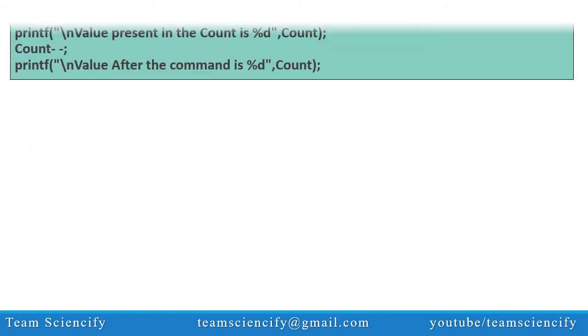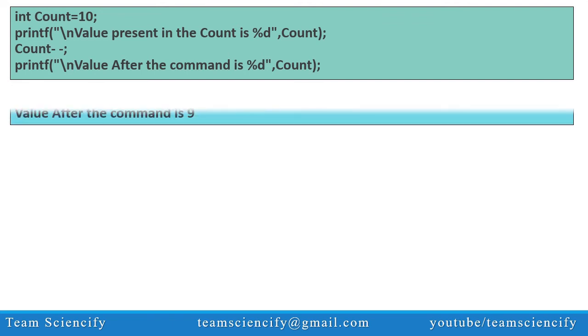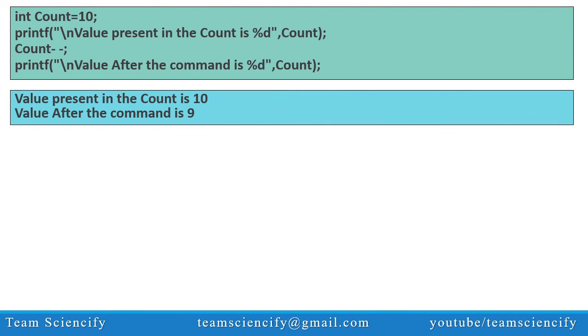Here, let's see some more examples of unary operators. In the first example, we have initialized an integer type location with the name count. In this program, we have specified the data type of the used memory location along with the assigned value to it, that is count is equal to 10. We have used the printf command to print the value present in count, that is the value initialized to count during the data type declaration. Then we have used the unary operator count minus minus. This operator will decrement the value of count by 1. The output will be printed as value after the command is 9.